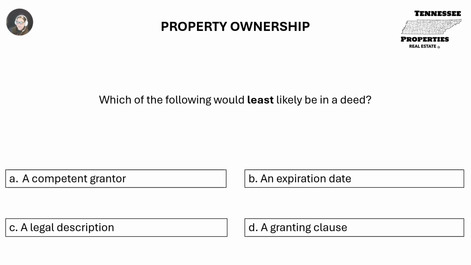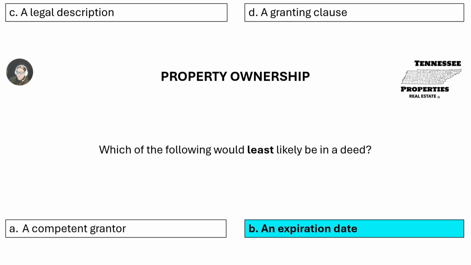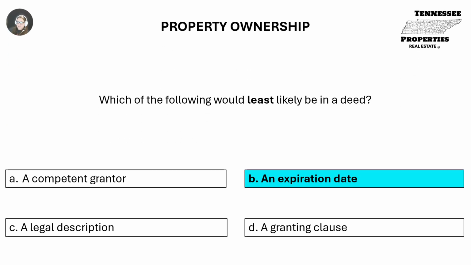Which of the following would least likely be in a deed? A. A competent grantor, B. An expiration date, C. A legal description, or D. A granting clause. B. An expiration date.